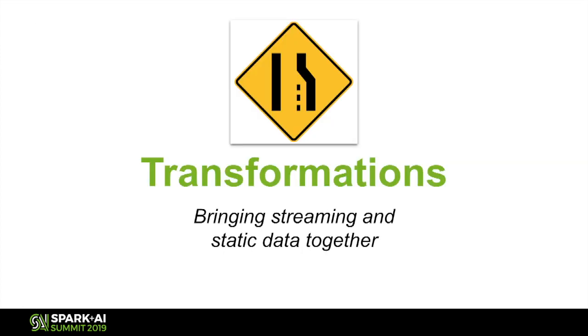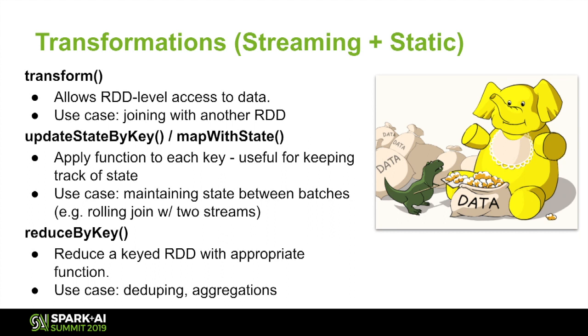Cool. And we want to leave some time for questions, so I'll quickly go through these. We have a few operations and transformations that we run on these streams that we found valuable. These are all in the documentation, but we wanted to highlight them. Transform gives you RDD level access to your DStream, so it's helpful if you're enriching it with joined data, maybe with another RDD.